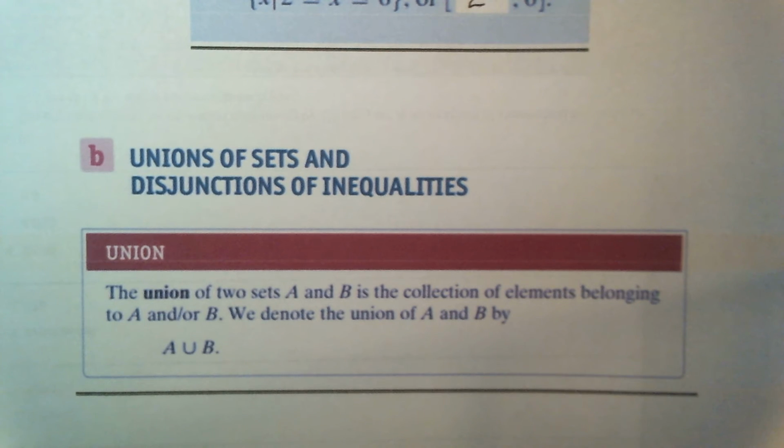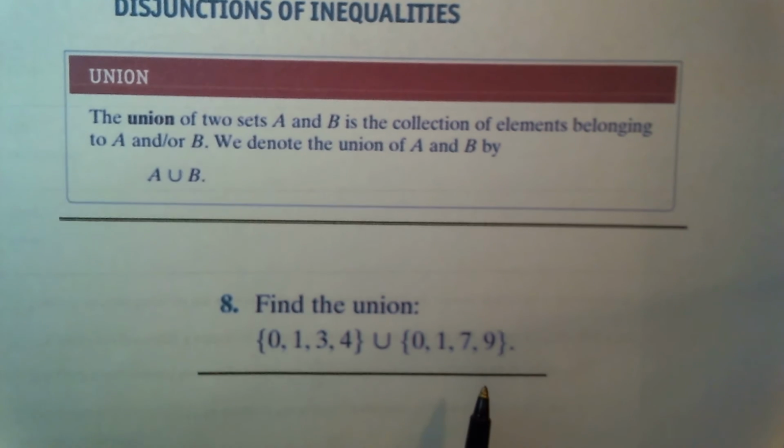The next topic we'll be discussing is a union of sets and the disjunctions of inequalities. And again, you've probably seen the union of two sets A and B before, and that is a collection of elements belonging to A or B. So we denote the union of A and B by A union B. It's simply like a letter U almost, but it stands for union.